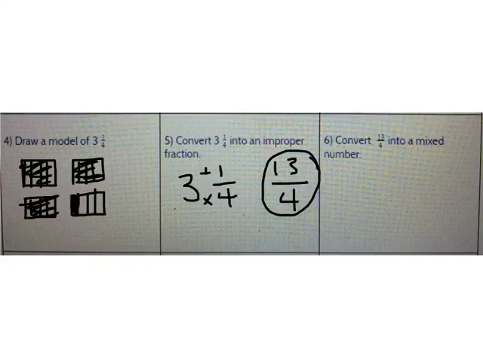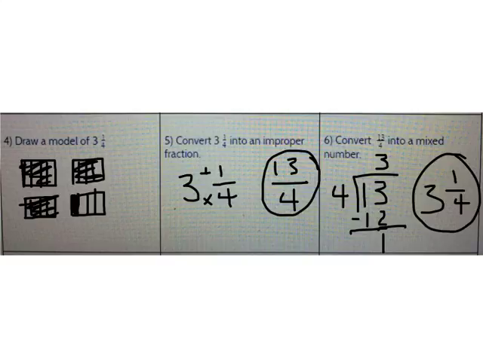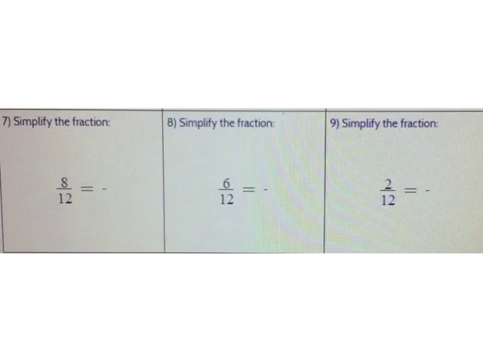Convert 13 over 4 into a mixed number, just like we did in problem number 3. Go ahead and do that problem now. When 13 over 4 is written as a mixed number, 4 goes into 13 3 times, with 1 left over out of 4. The answer is 3 and 1/4. Now let's simplify some fractions. 8 over 12. What's the largest number that goes into both 8 and 12? It's 4. When I divide both 8 and 12 by 4, what's the result? 8 over 12, written in simplest form, is 2/3.